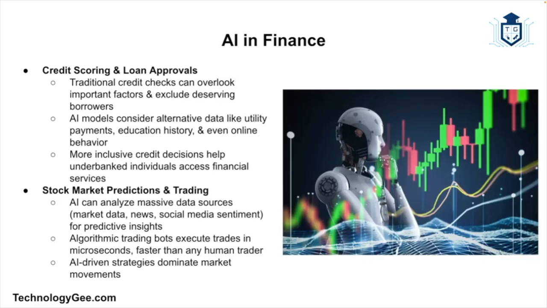And then there's stock market predictions and trading. Wall Street has gone high tech. Hedge funds and investment firms use AI to analyze market data, news reports, and even social media sentiment to predict stock movements. And algorithmic trading bots can execute millions of trades in milliseconds, reacting faster than any human could. So essentially, just don't expect to beat them at their own game.